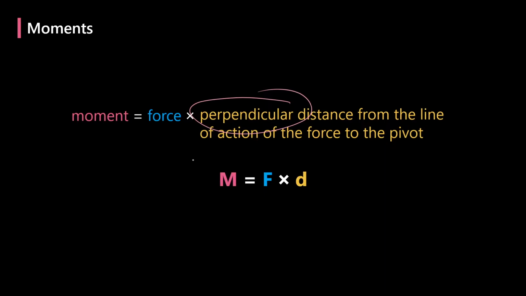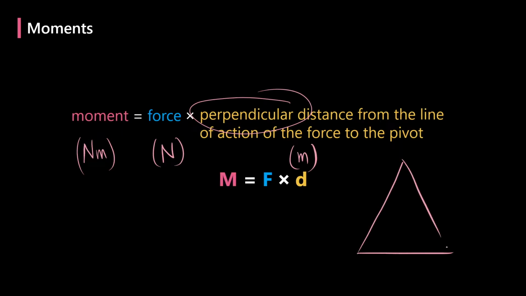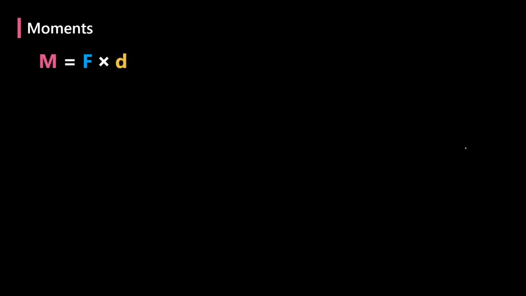For the units, force has the units newtons, distance has the units meters, and so the moment has the units newton meters. If you prefer to use a triangle method to rearrange your formula, this is what the triangle looks like. Now, I'm going to quickly go over an example of using this equation and how to apply it.